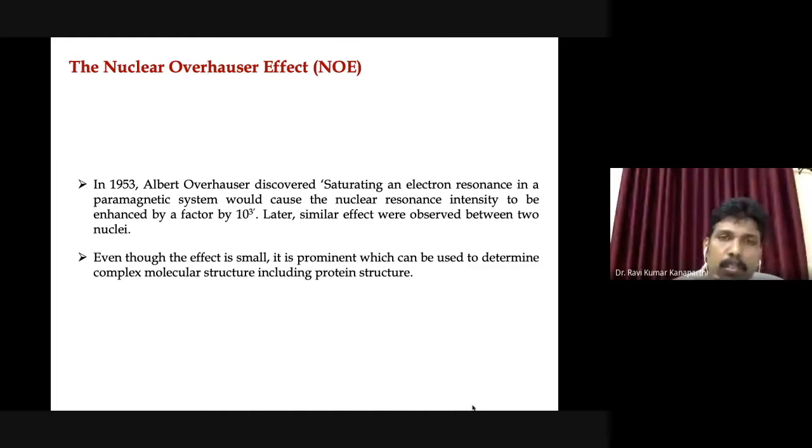The nuclear Overhauser effect is essentially the modification of the resonance signal intensity of a nucleus by saturating the resonance of another nucleus which is in its vicinity. So that's the nuclear Overhauser effect. These effects are very small, not very high, but they help us to determine the molecular structure.